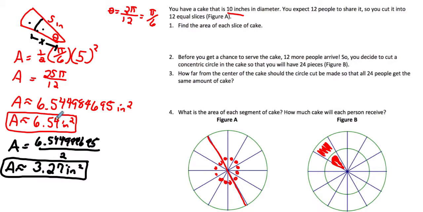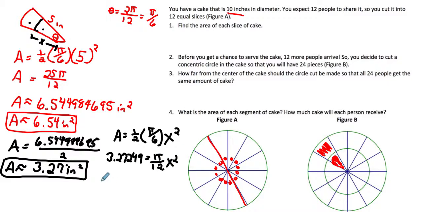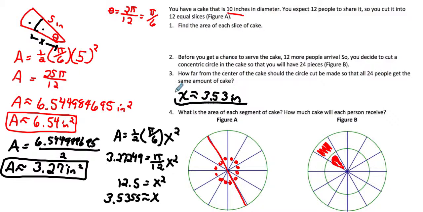Now, let's say the distance or radius of this new smaller piece is going to be x, while the area is going to equal 1/2 theta, which is still the same, times x squared, my new radius. And then I already know that area is 3.227. I'm going to do a few more decimal places and round at the end. And then I just solve for x. So I end up that x is approximately 3.54 inches from the center.